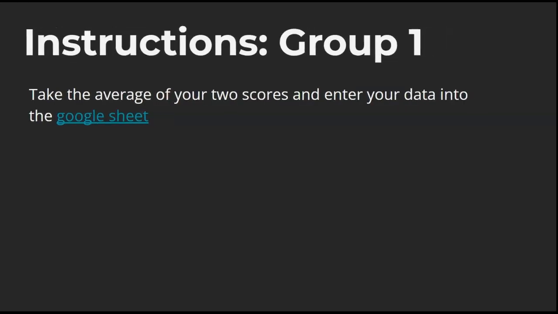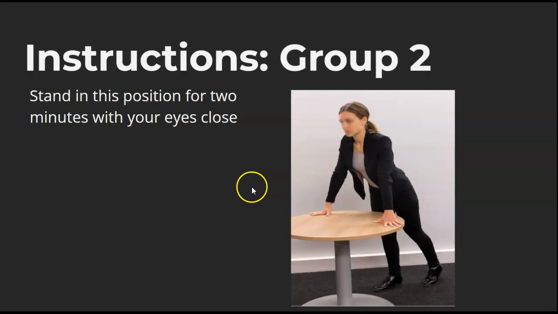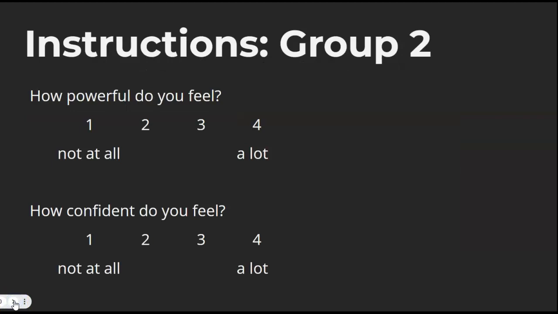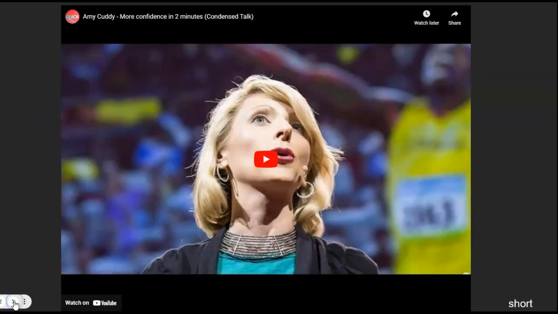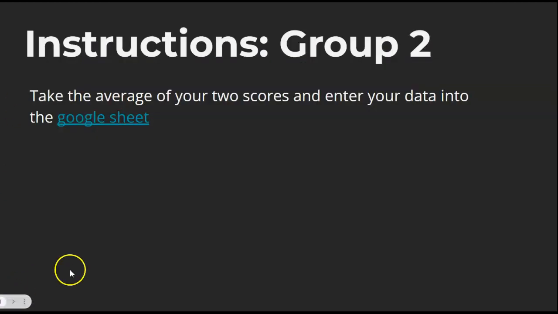Now, our second group is going to do this a little bit differently. They are going to stand in this position, and they're going to do it also for 2 minutes with their eyes closed. Afterwards, they're going to fill out the same survey as the other group did. And then after that, they're going to enter their scores into that Google sheet. So that's the basic experimental design for what we're working on today.